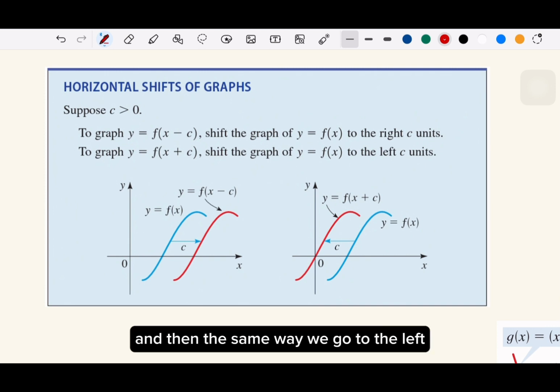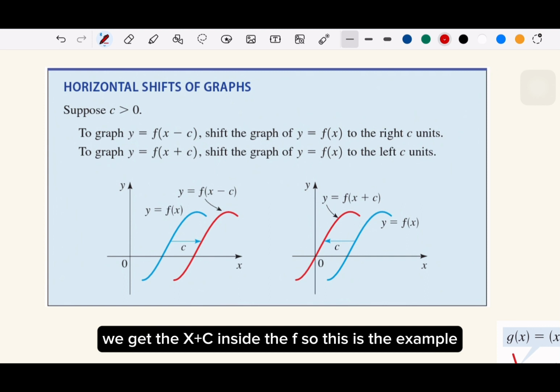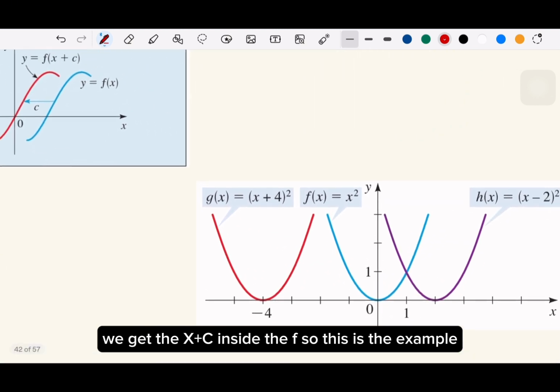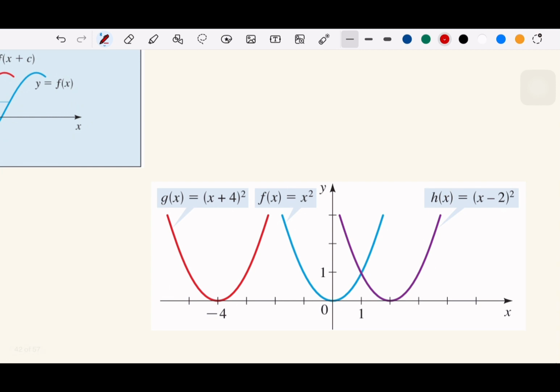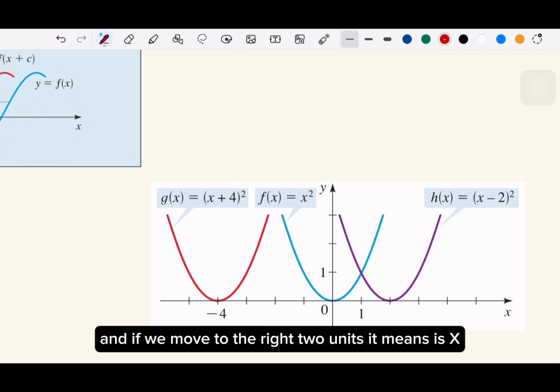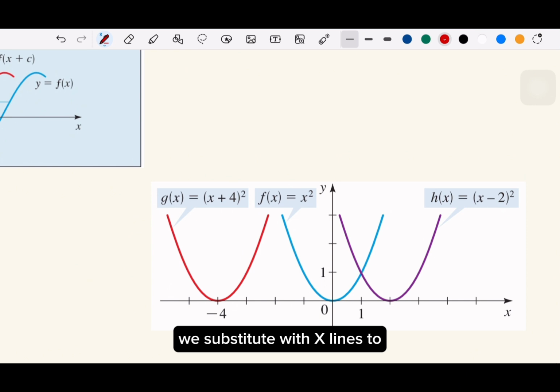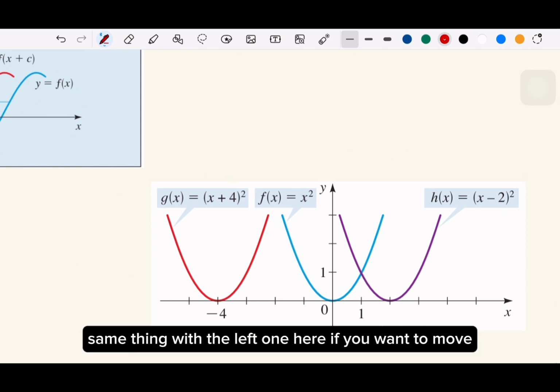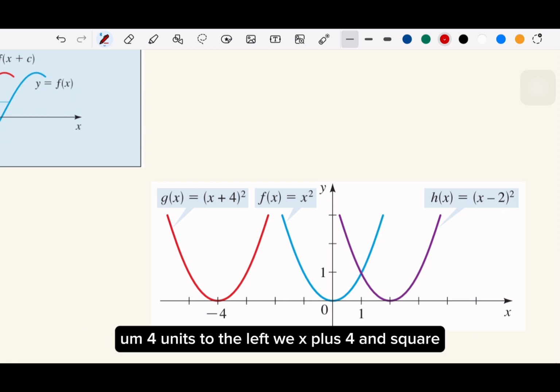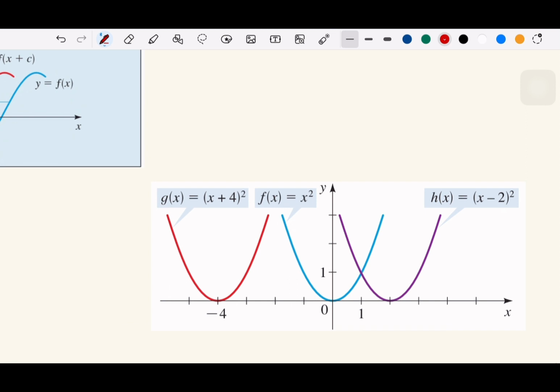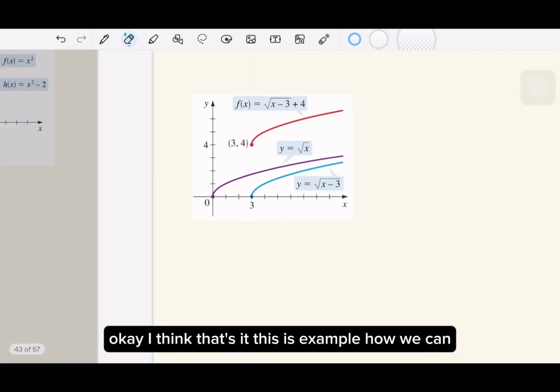And in the same way, if we go to the left, we get x plus c inside the f. So this is the example. We take x squared, and if we move to the right 2 units, it means we substitute x with x minus 2. Same thing with the left one: if we want to move 4 units to the left, we get x plus 4, and then square.